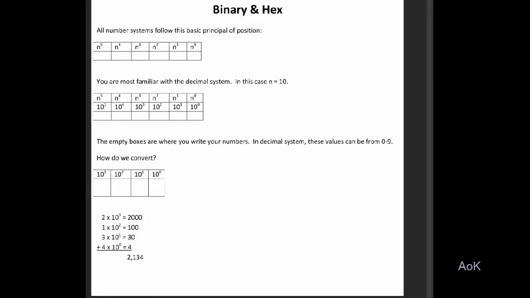This video will be on how you can convert from the decimal system into the binary system and the hexadecimal system. All number systems follow the same rules. N is which base you are working with. N to the 0 power is the first position of the number. Then comes n to the first power, n to the second power, n to the third power, and so forth.